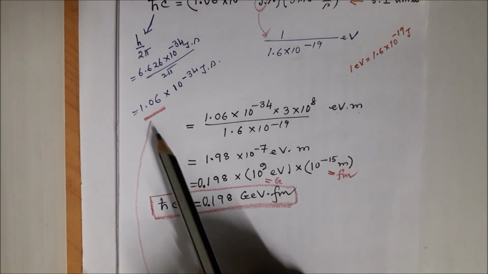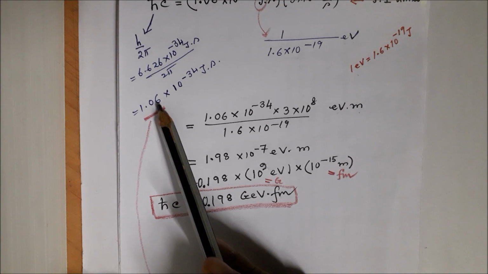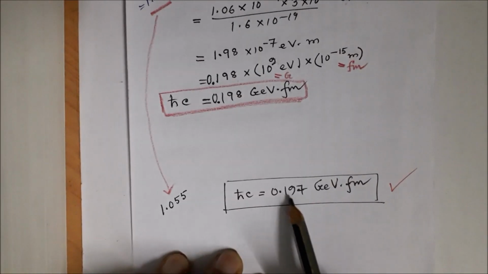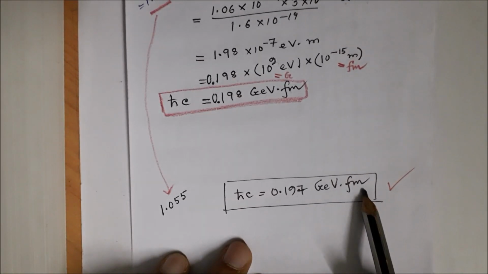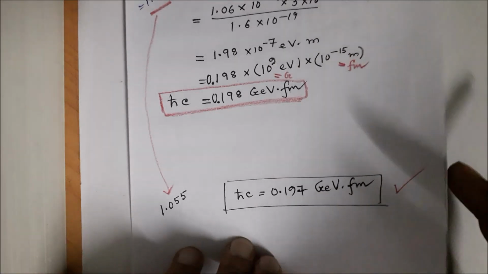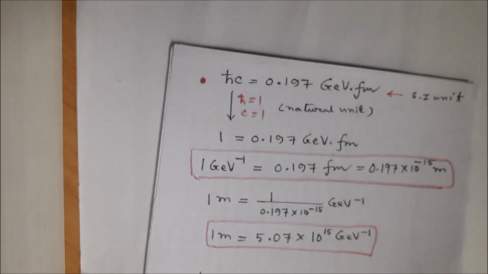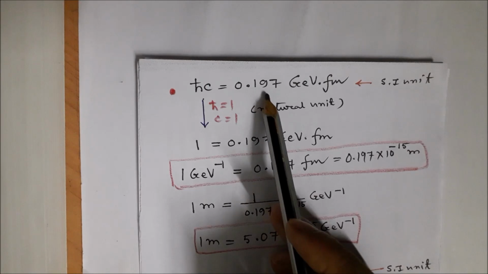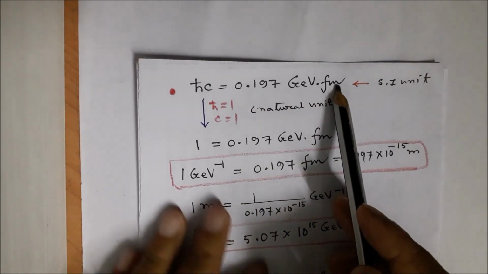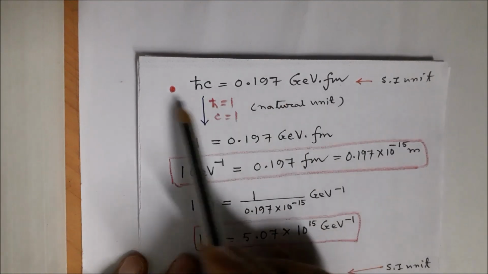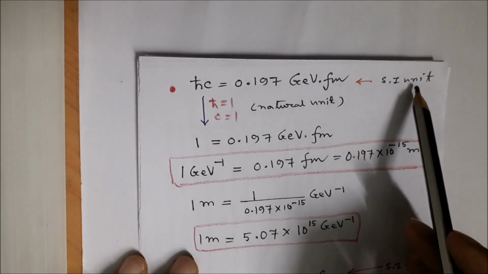If we took 1.055 and put it here instead of 1.06, we would have obtained this result, which is 0.197 GeV into Fermi. Let us use this result and proceed. So H cross C is 0.197 GeV into Fermi, or we can also take 0.198. Now this is in SI unit.